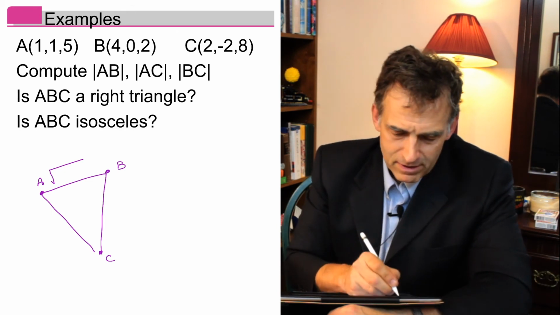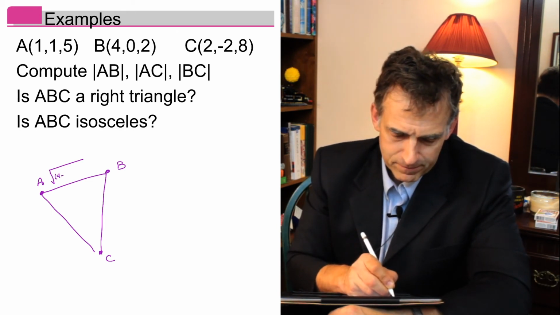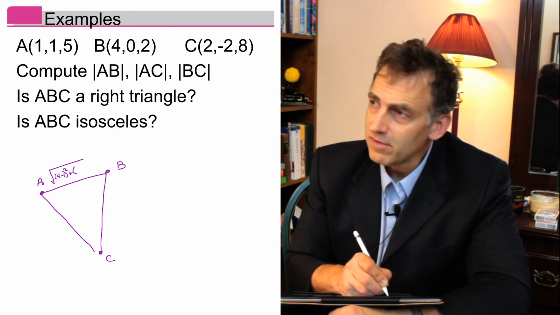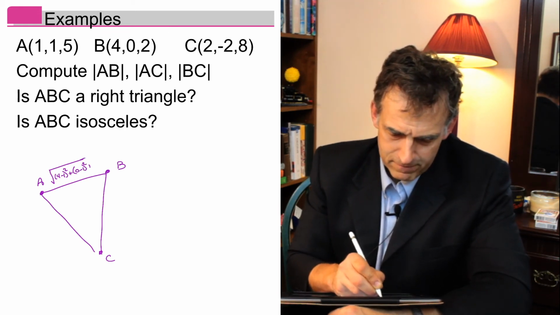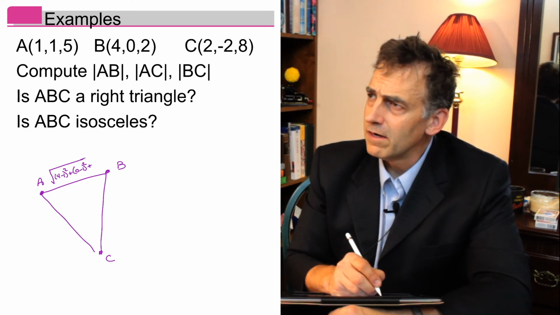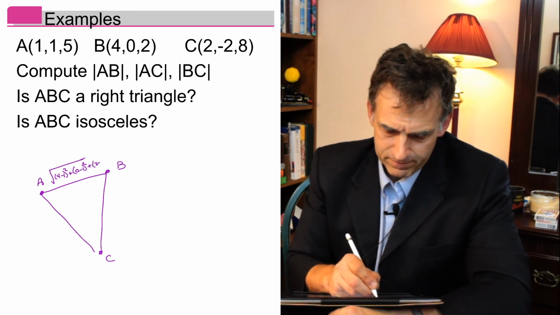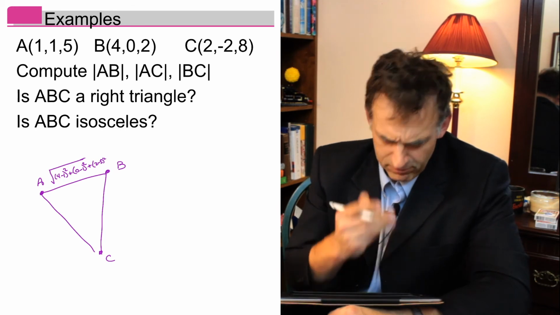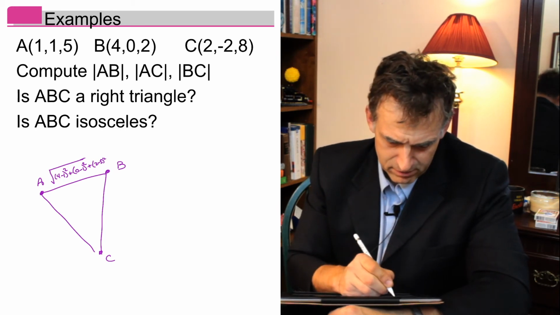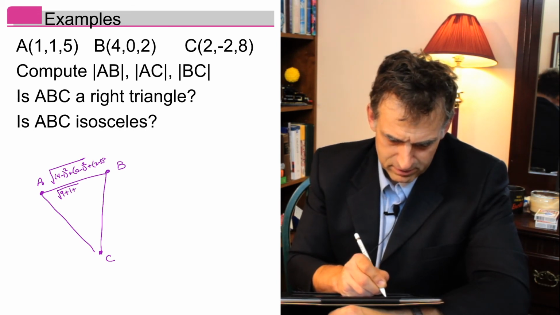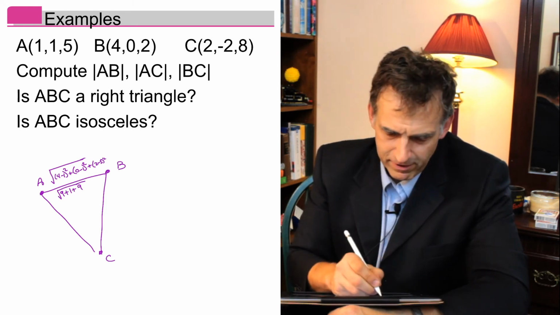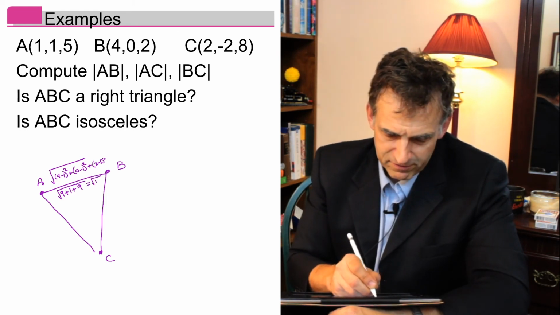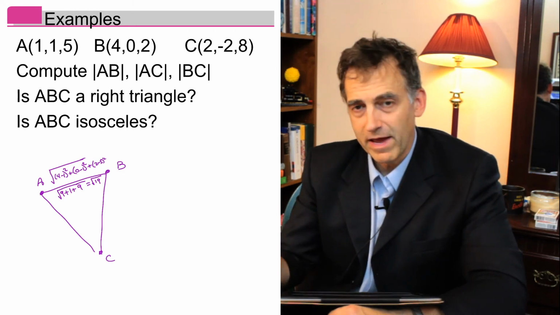So AB is 4 minus 1 squared plus 0 minus 1 squared plus 2 minus 5 squared. So what is that? 4 minus 1 is 3. So I'm going to have to put this here. 9 plus 1. And then 2 minus 5 is also 3. So that'll be another 9 when we square it. And that gives me the square root of 19 is the distance from A to B.